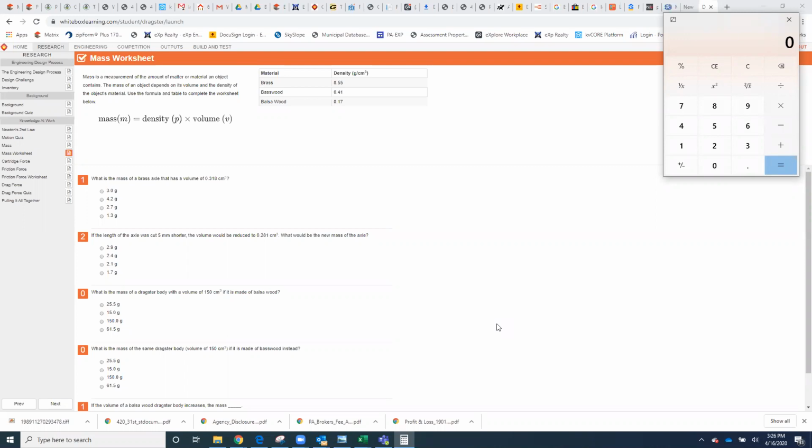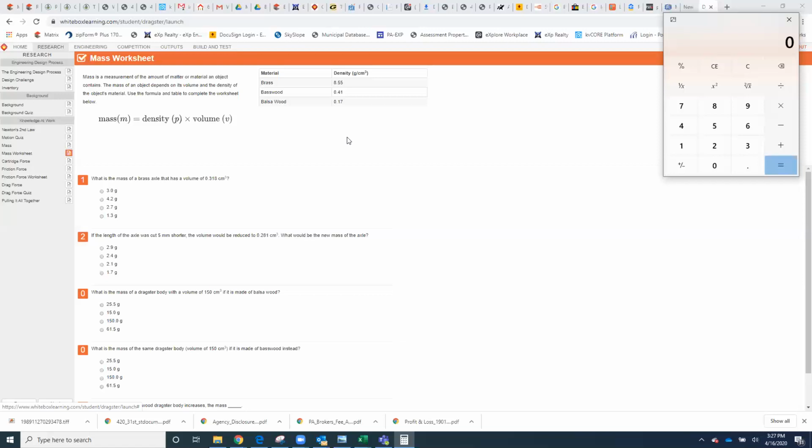I'm going to give you all the answers, 1 through 5, just to give you a little bit of a basic understanding of this worksheet. From here, it says that mass is the measurement of the amount of matter or material an object contains. The mass of an object depends on its volume and density of the object's material. Using the formula below and the table, we're pretty much going to punch some numbers in. Here's the formula. Here's your mass. You take density, multiply it by volume, you get yourself a mass. So we're just going to take the numbers that they give us on the chart and use the equation here, punch those in and get the correct answers for you on this worksheet.